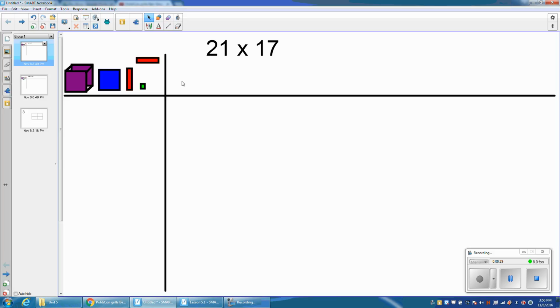I'm going to show you using that model how we do it first, and then I'll show you just using numbers, which is a little bit more abstract for students. The first thing we need to do is create our model. So we decompose this number 21. The number 21 is really two tens and a single one. And then the number 17 is 1 ten and 7 ones.